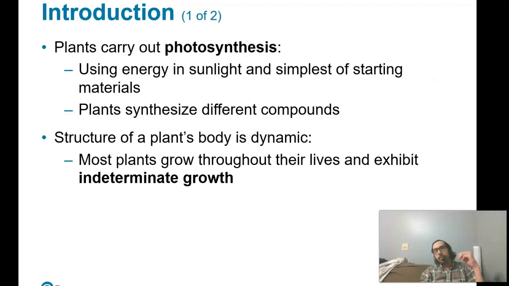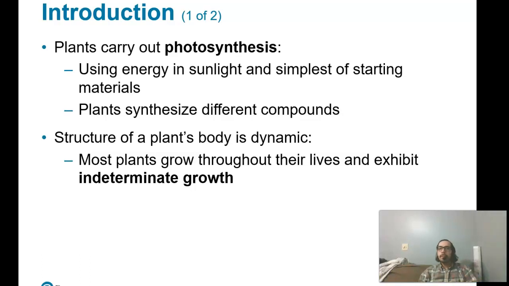Okay, so plants carry out photosynthesis. They use the energy from the sunlight and the simplest of starting materials, like carbon dioxide, water, and other nutrients like potassium, nitrogen, and magnesium. And then they synthesize different compounds, so compounds like carbohydrates or lipids or proteins.